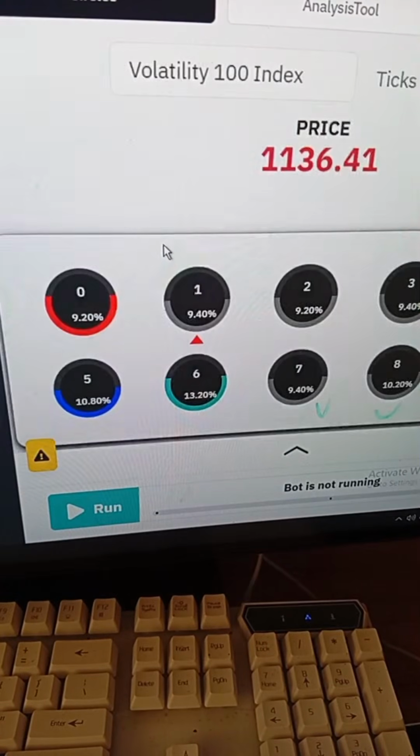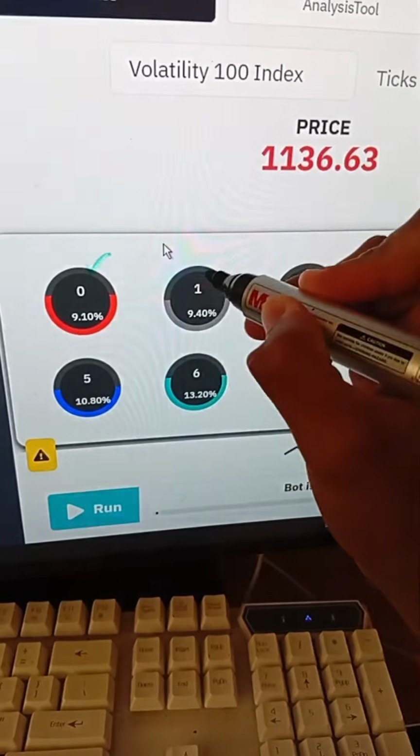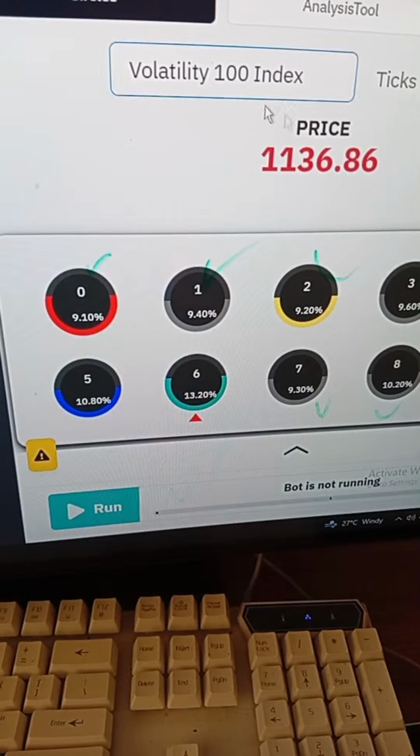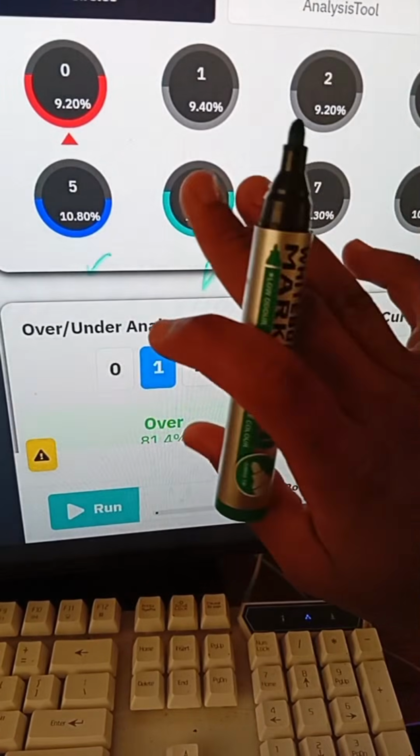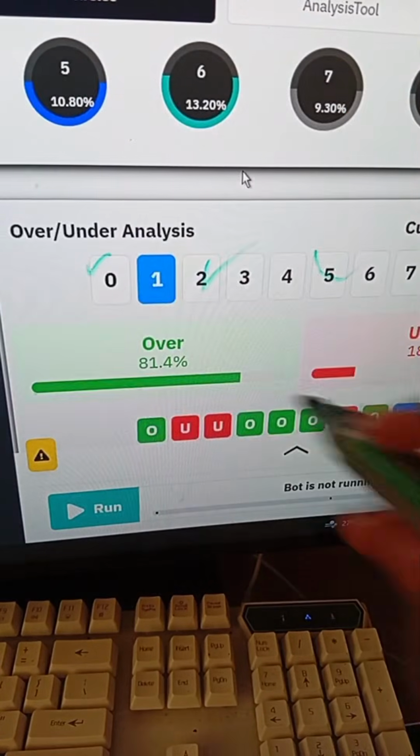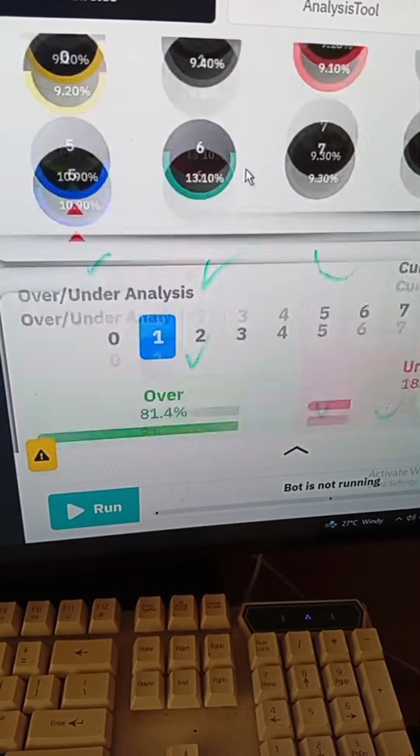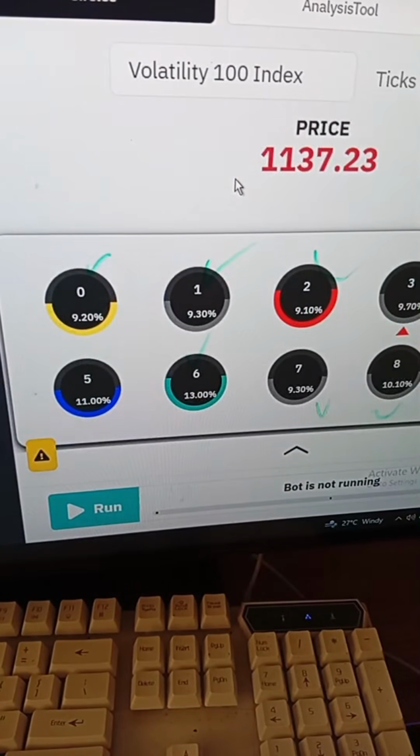100 index over 1. Okay, let us start. Let us do this together. 100 index over 1. Okay, 0 is very okay. 1 is okay. 2 is okay. When I come to the green circle, the green circle is very strong, which is very okay. And the percentage is also fairly doing really well. So by all standards, this is a good market, okay?